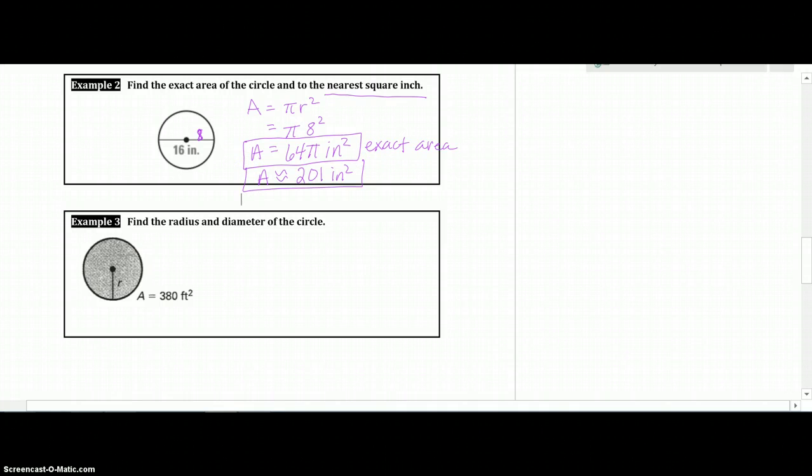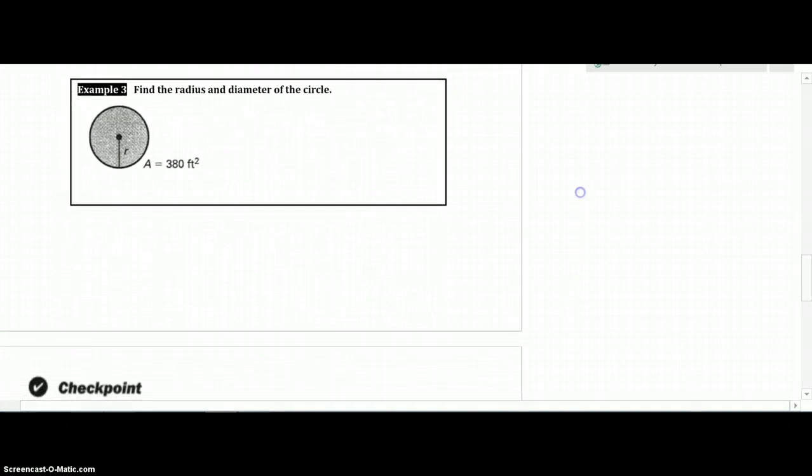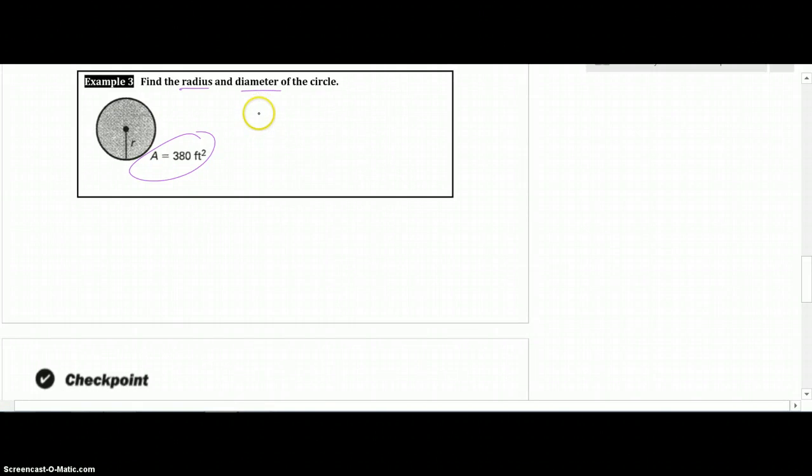All right. Example number 3 says find the radius and the diameter of the circle. Notice that we are given the area. We are finding the radius and the diameter, so we are going to work backwards, okay? Because we're talking about area, our given area, we're going to start with area equals pi r squared. And we're going to plug in what we know. We know that the area is 380 pi times radius squared. We don't know the radius, so we're going to solve for that. Okay, remember that pi is just 3.14, so you can divide by pi, or you can divide by 3.14.